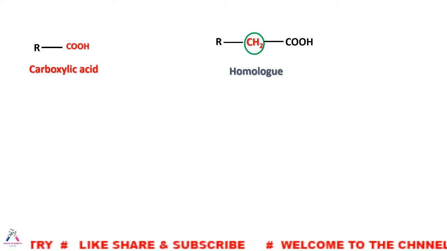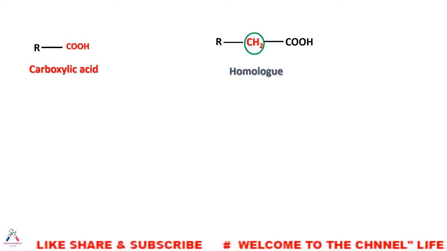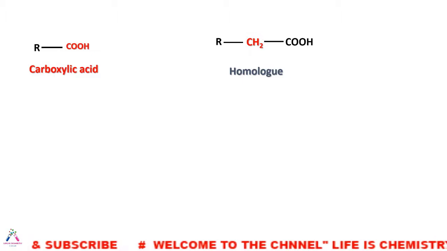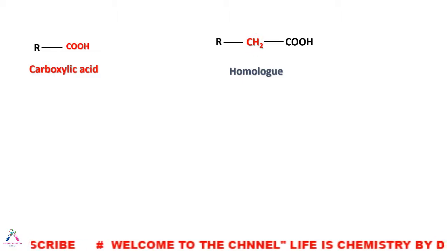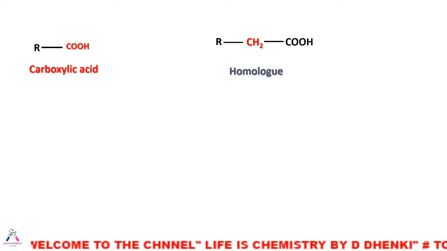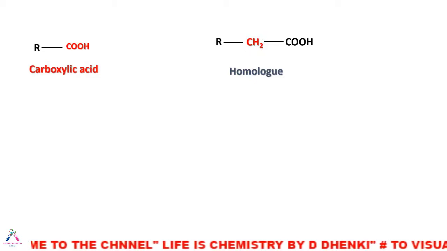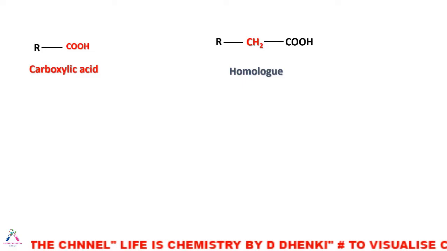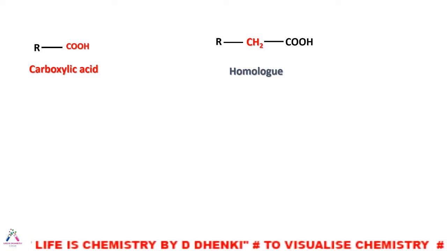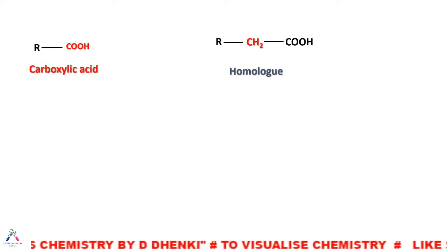If you are asked to tell me about the structural difference between the starting material and the product, we can see that there is an extra methylene group in between R and COOH, and these two compounds are actually homologs of each other. That means we want to convert the carboxylic acid into a homolog of the starting material.